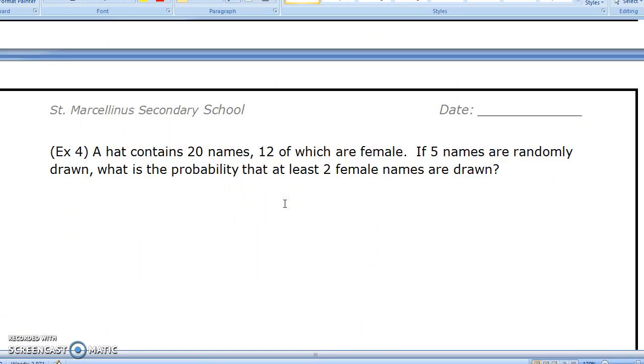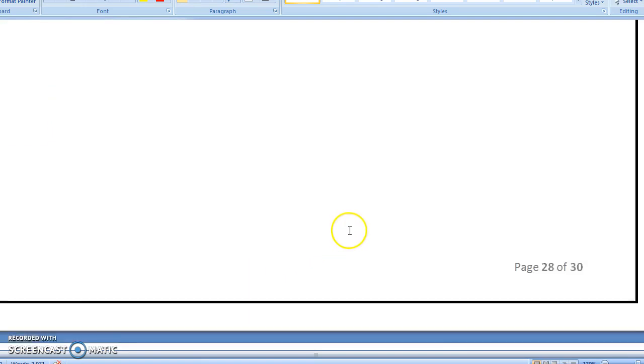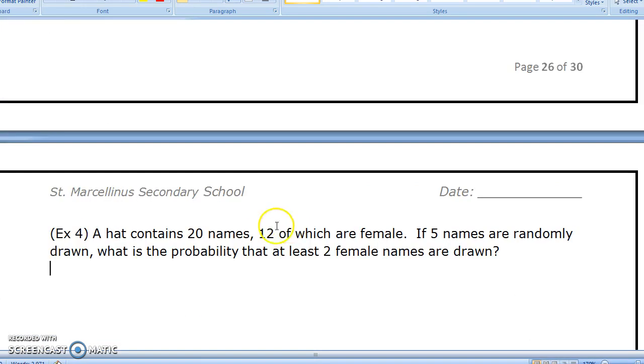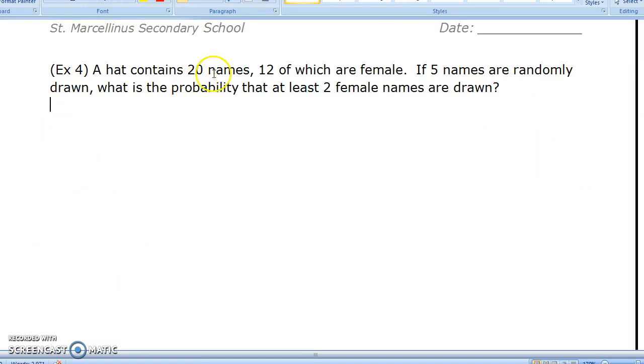Okay, let's try another one of these distribution problems. So what do we have here? We have three more, just to give us a sense of what to expect. Okay, so here we have a hat that contains 20 names. So right away, again, we look for n, we look for A, R, we look for x, and we keep in mind that x is going to be a variable value. In our case, it's the probability that at least 2 female names are drawn. So let's find the probability that 0 or 1 female names are drawn, and then use the complement. That would be the more straightforward way to do this.